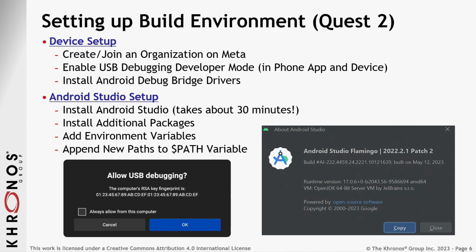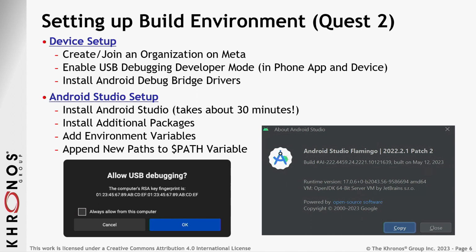The next thing is you want to install Android Studio. It's about a 1 gigabyte software, so it takes a while to actually download. It took me about 30 minutes. So that's where the biggest chunk of time will be. And then that link describes the additional packages you need to install. Basically, the Quest 2 runs on a certain version of Android, and you just need to install that specific version.